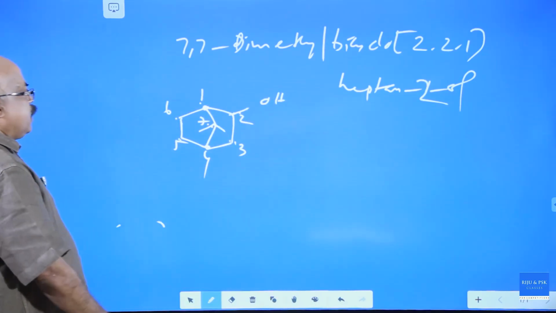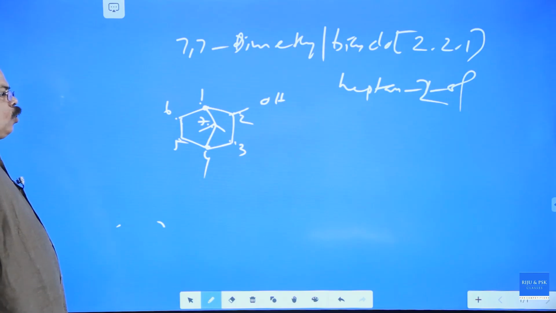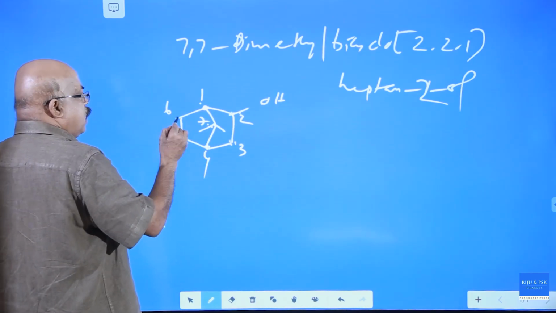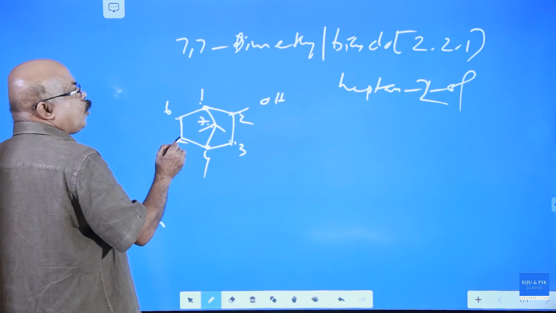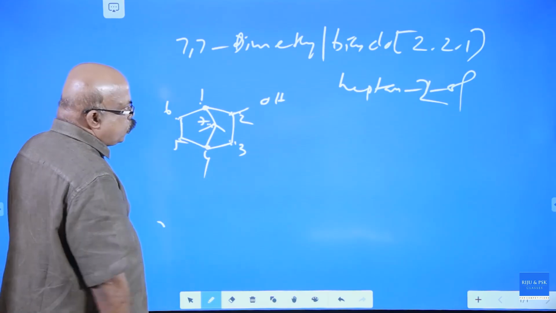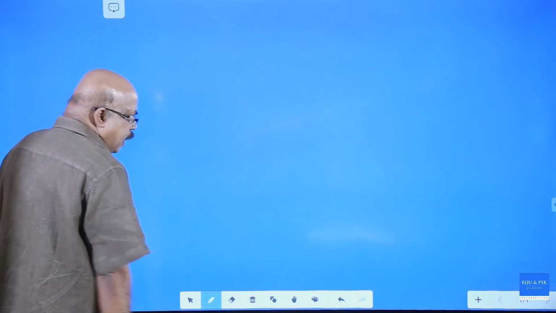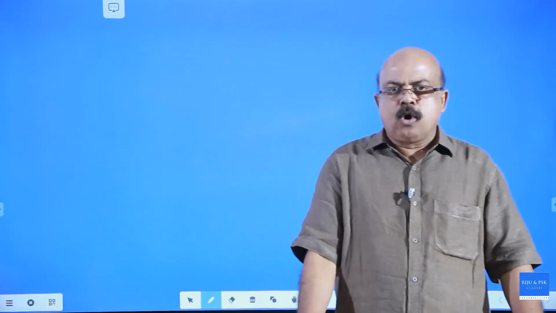7,7 dimethyl bicyclo, 2 carbon atoms in this bridge. Here there are 2, 2, 1: bicyclo 2,2,1 heptane-2-ol. Clear? And last one, we are going to see the nomenclature of spiro compounds.